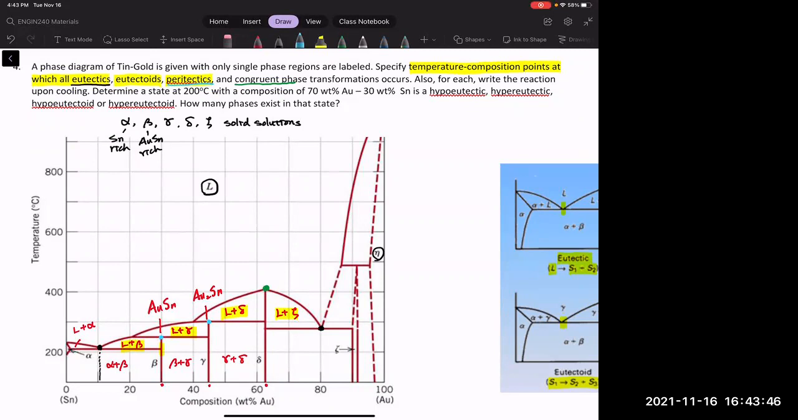70% of the gold. So here is 100% of the gold. This is 0% of the gold. So 70% of the gold is around here, right? This is the point that you start with for the composition. 30% of the tin, so 70% of the gold. And you look at the temperature of 200 degrees Celsius. So 200 is here. So this is the point that you look at. So what will be the composition of this point?